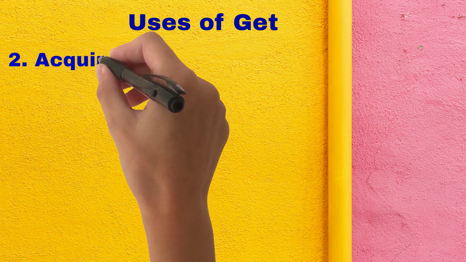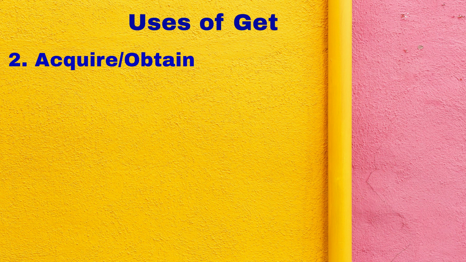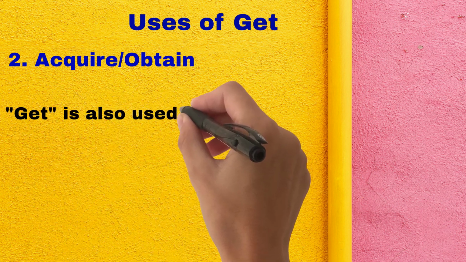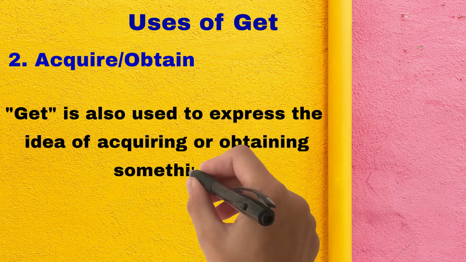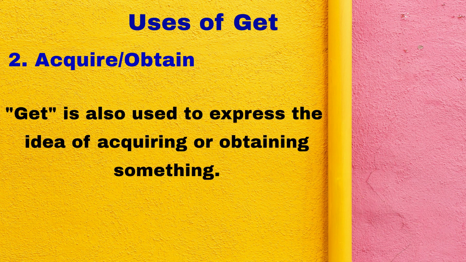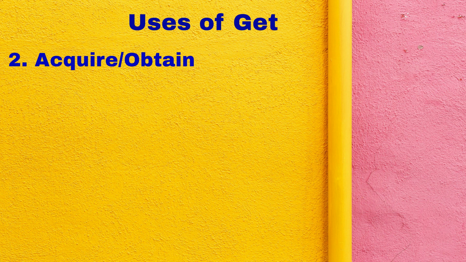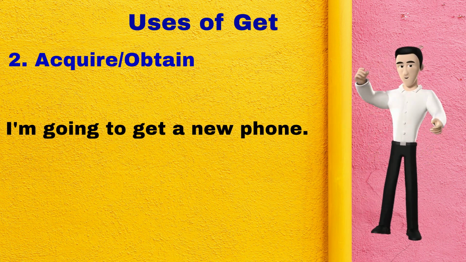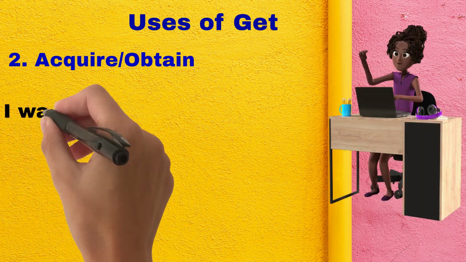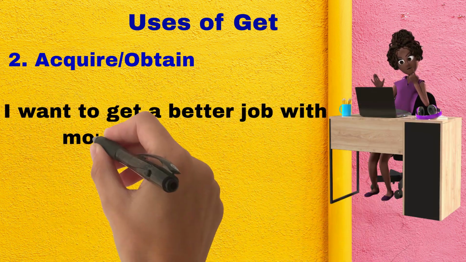Next is acquire or obtain. Get is also used to express the idea of acquiring or obtaining something. For example, I'm going to get a new phone. I want to get a better job with more opportunities.